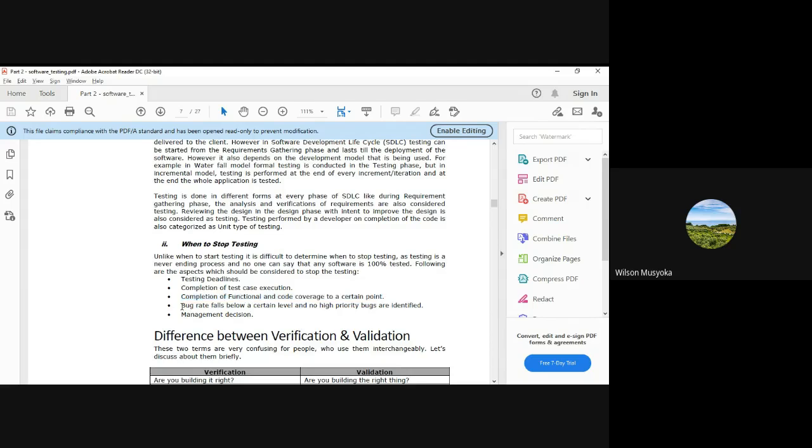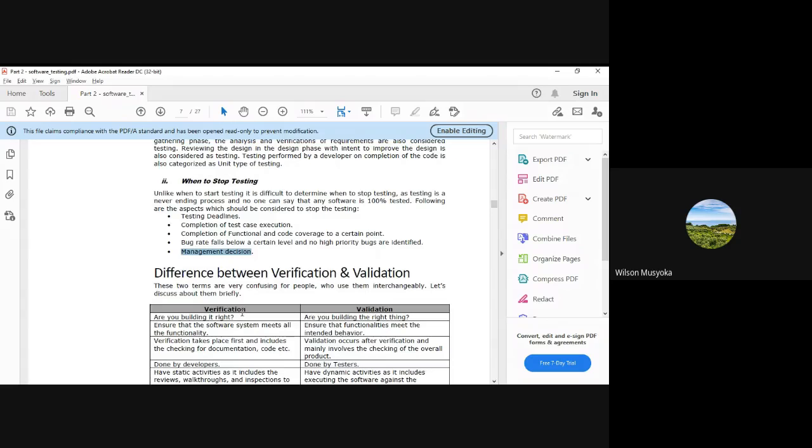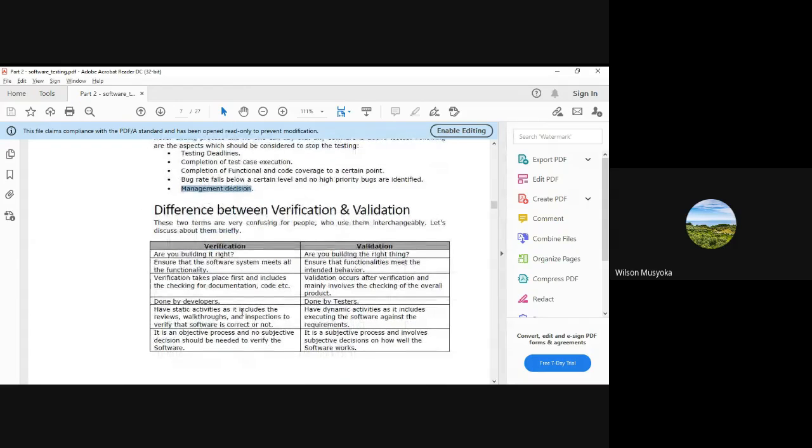Also, if the bug rate falls below a certain level, if the system had errors and you feel that you have sorted all those problems to a certain level, then you can feel that this system is good for deployment, then you can stop testing. Or if a management decision has been arrived at and you feel that this one is ready for deployment, then you can stop testing.